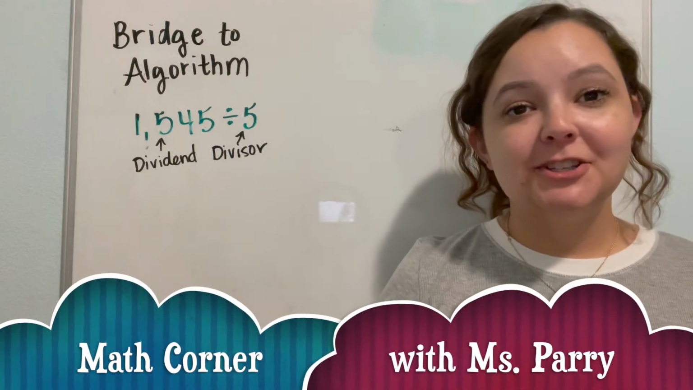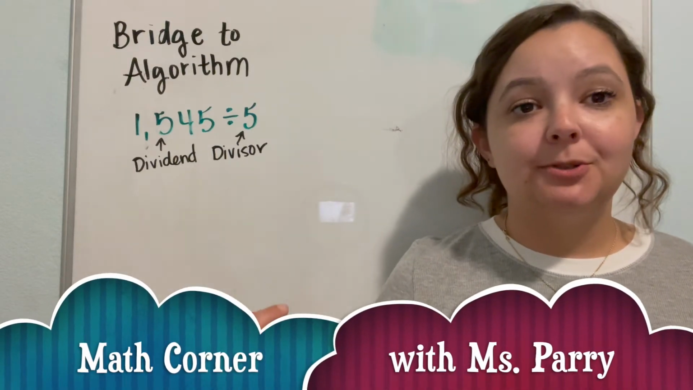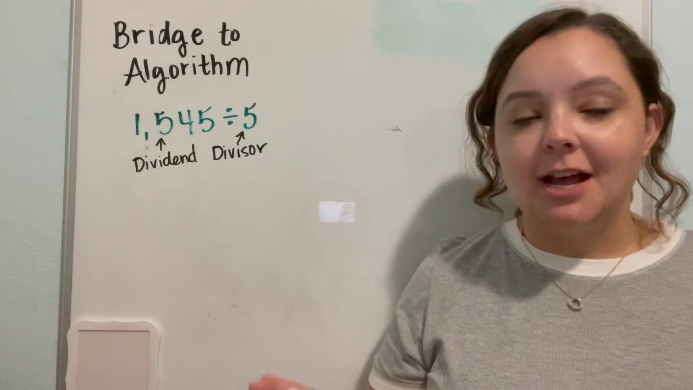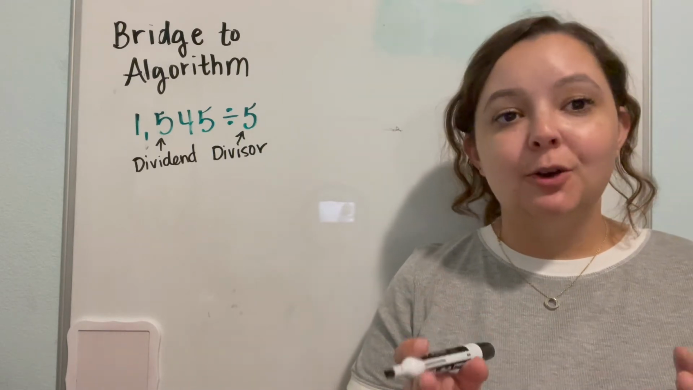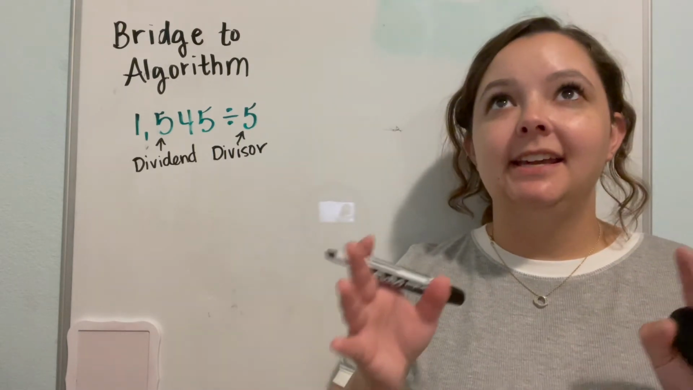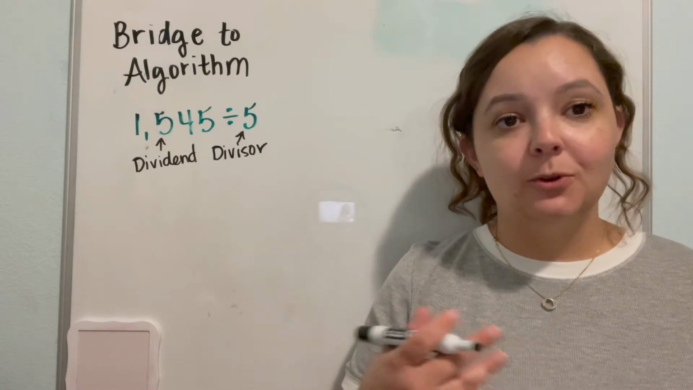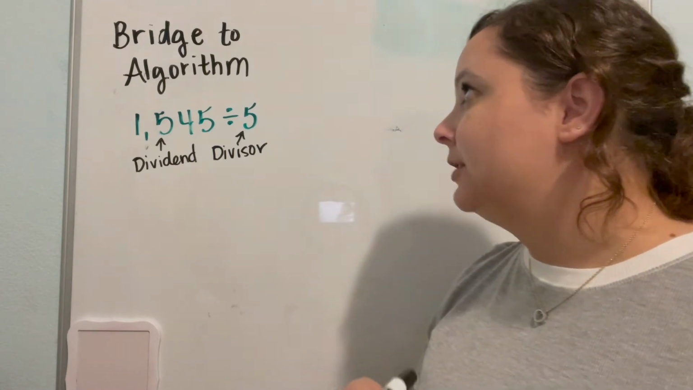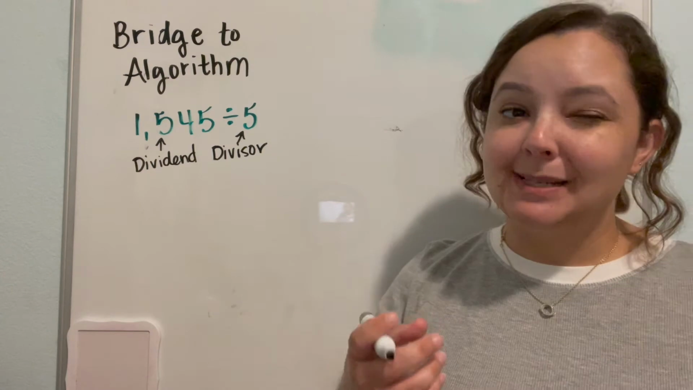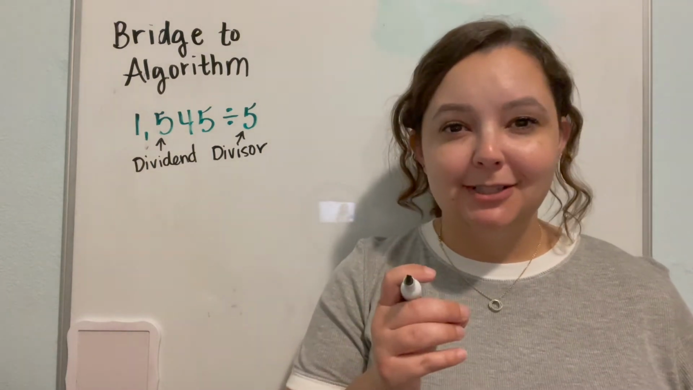All right, the second strategy that we're going to talk about is the bridge to algorithm. Bridge to algorithm is literally just the stepping stone in between partial quotients and the standard algorithm or long division. And it's pretty similar to partial quotients. It just looks a little different.